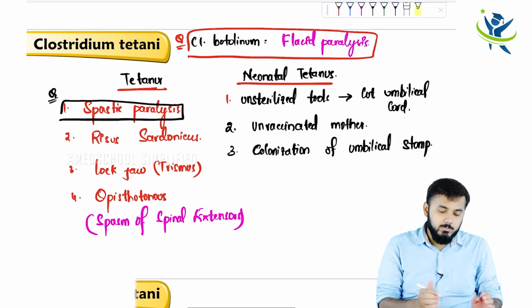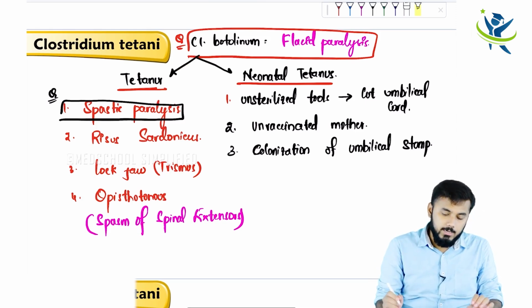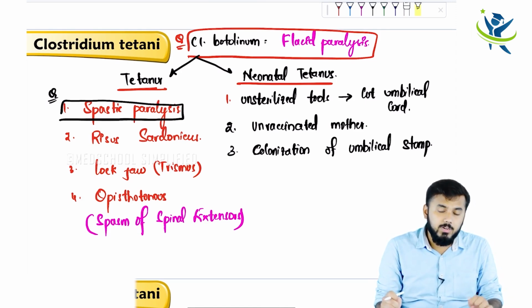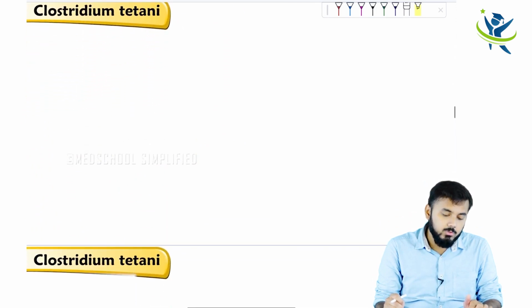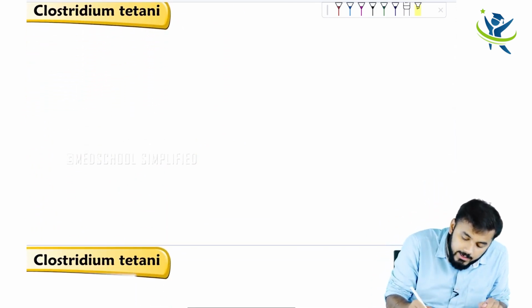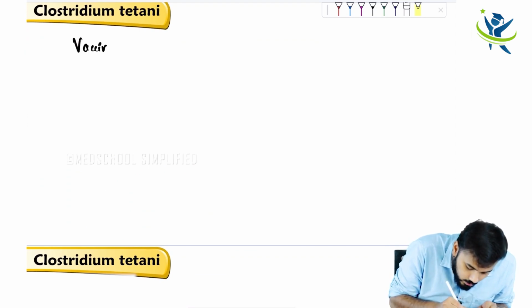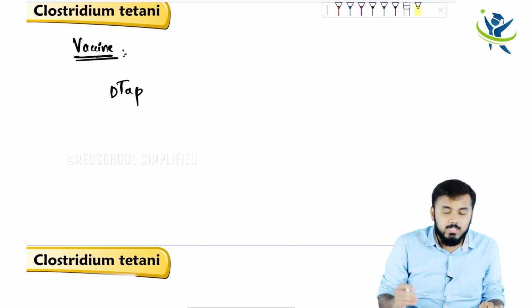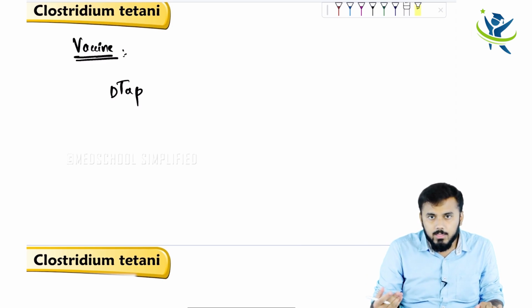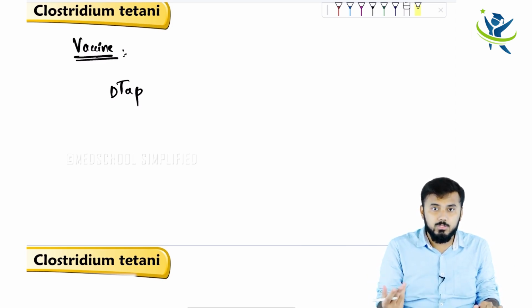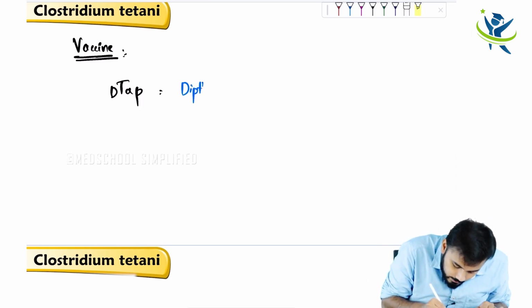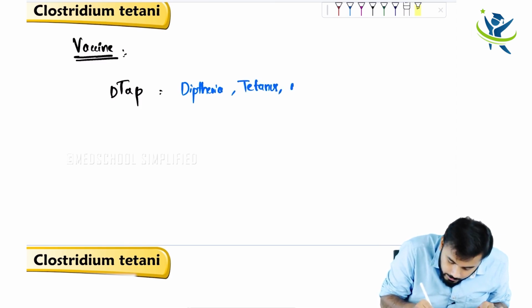So this is all about the diseases caused by Clostridium tetani, that is tetanus and neonatal tetanus. So how am I going to treat this patient? Before treating, prevention is better than cure. So how am I going to prevent this? By giving vaccine. What are the different types of vaccines you give? One is the DTaP vaccine. DTaP stands for diphtheria, tetanus and pertussis, that is whooping cough.